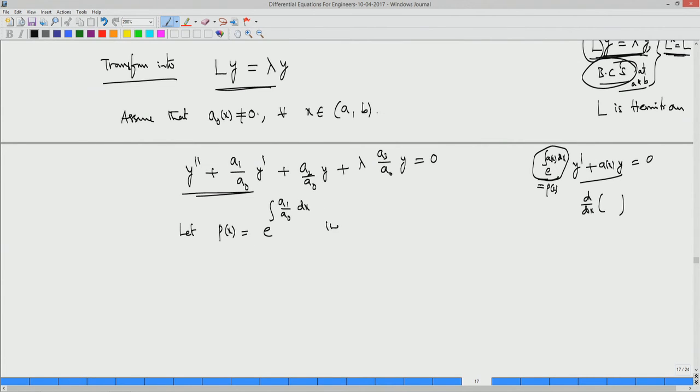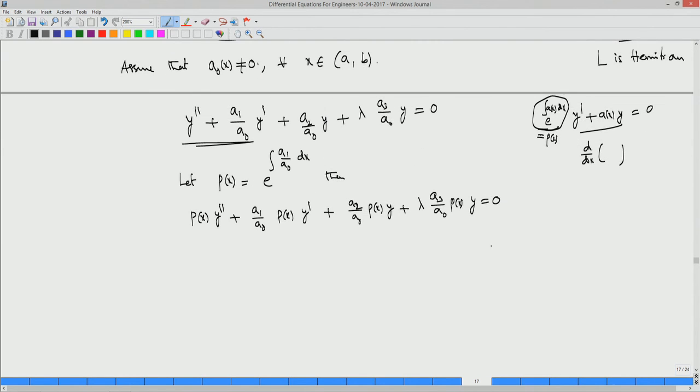Okay. Then if I multiply this, you have p(x) y'' plus (a1/a0) p(x) y' plus (a2/a0) p(x) y plus lambda (a3/a0) p(x) y equal to 0. That is what we get if I multiply. Now I can put this together as one term, that is y' into p(x).